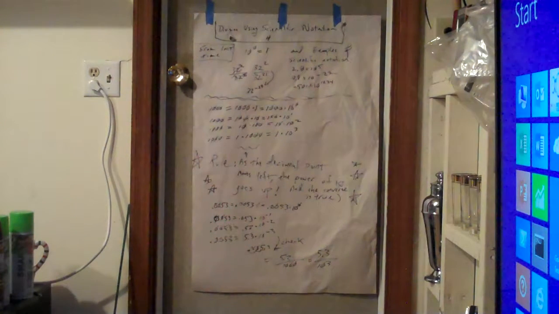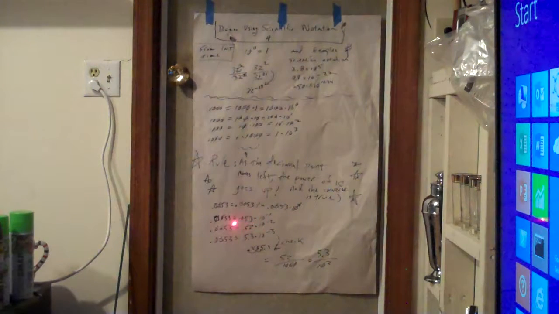0.0053. Well, that is 0.0053 times 1. I know it's tough to see, but it's 0.0053 times 1, which equals 0.0053 times 10 to the 0 power. Okay, that's fine. But we could rewrite that as 0.053 times 10 to the negative 1.